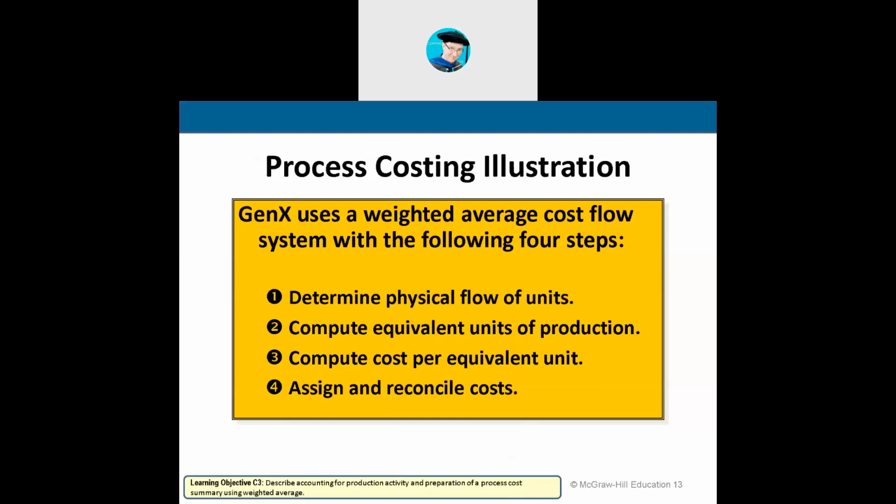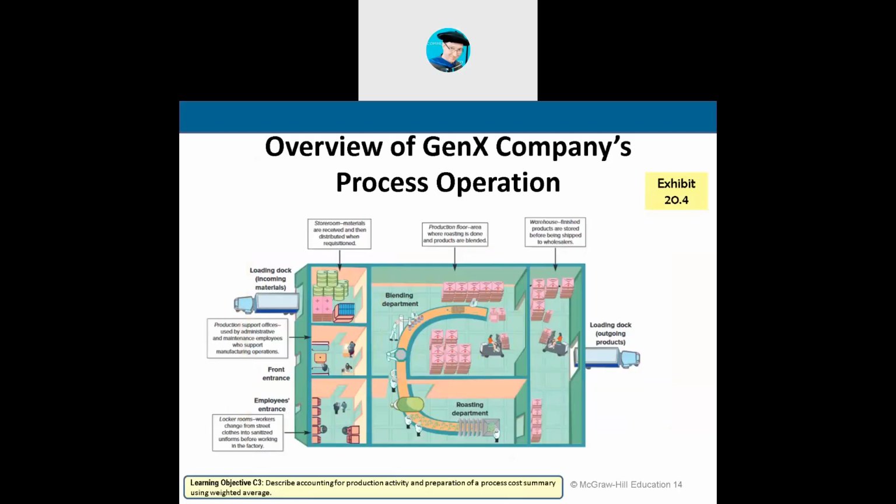I compute the cost per equivalent unit. It's usually something like the total cost divided by the 14,000 units, right? Get the equivalent cost per unit. And then step 4 is assign and reconcile the cost. So step 1, determine the physical flow of units.